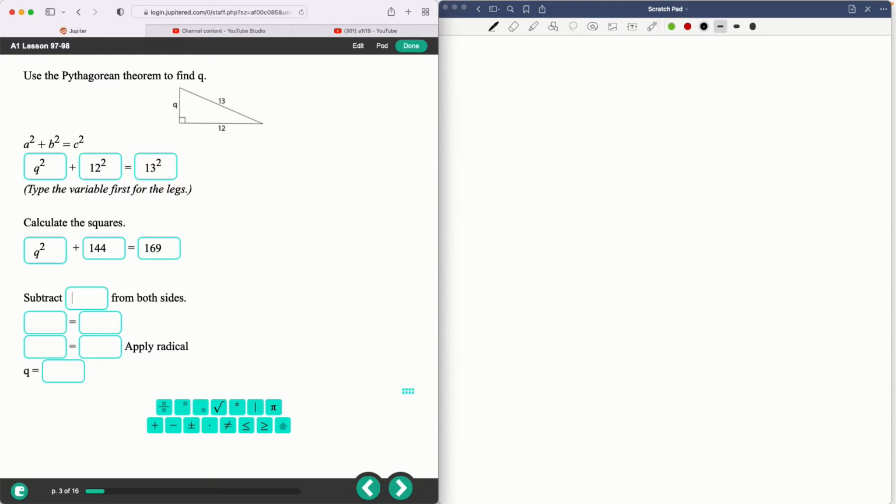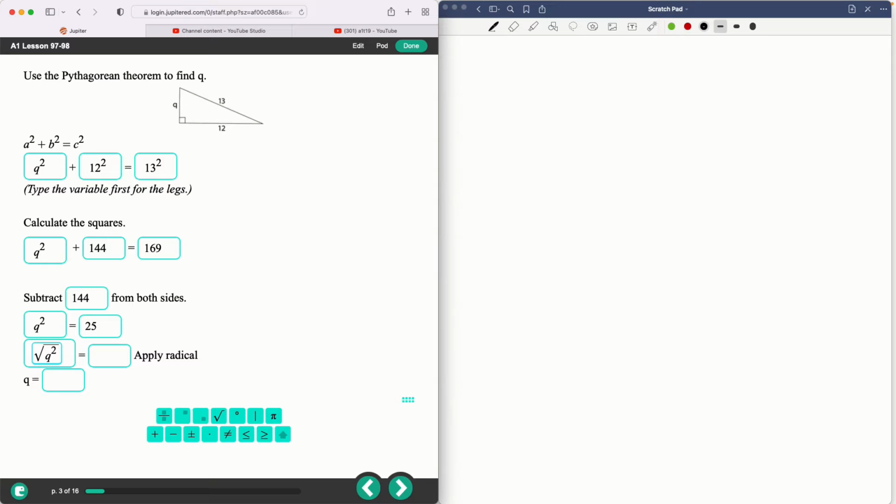We're going to subtract 144 from both sides. That gives me q squared is, oops, I didn't put my square in. Q squared is equal to 25. So that tells me if I apply the radical, I'm going to have the square root of q squared, and then I'm going to have the square root of 25. We know the square root of 25 is 5. Okay.